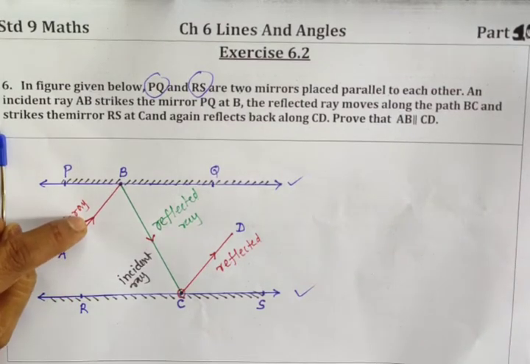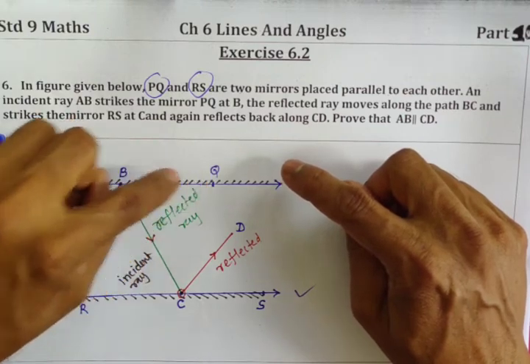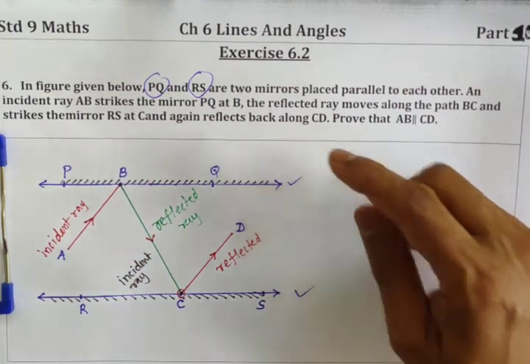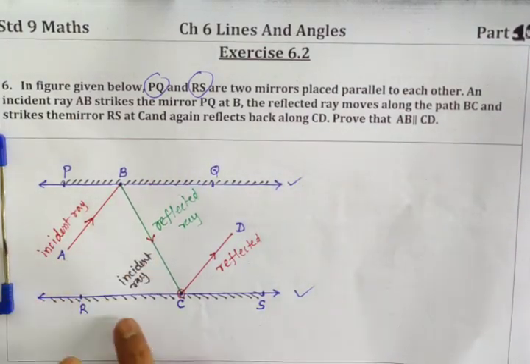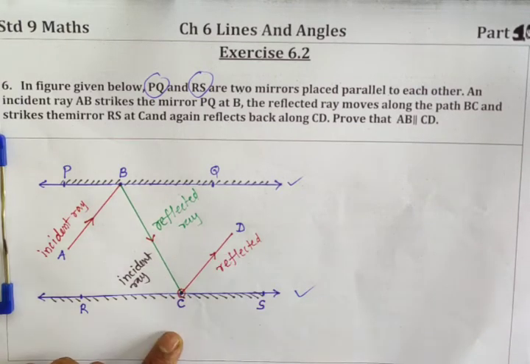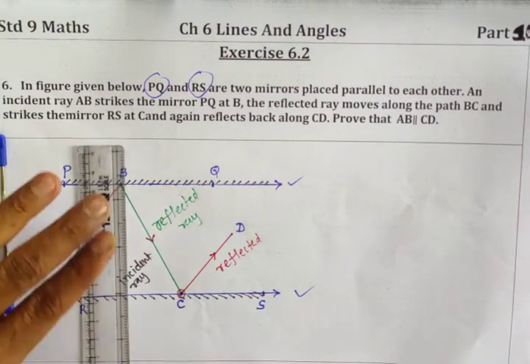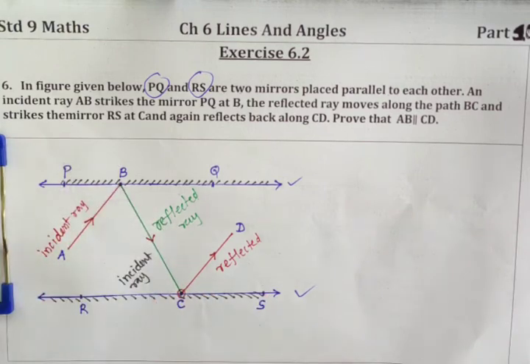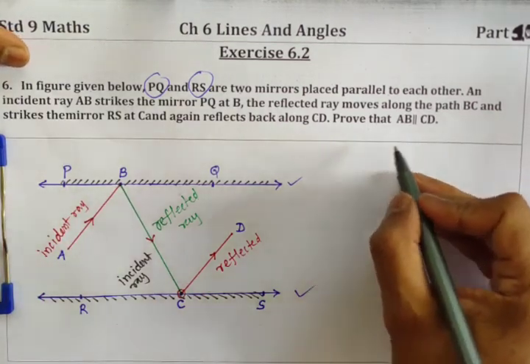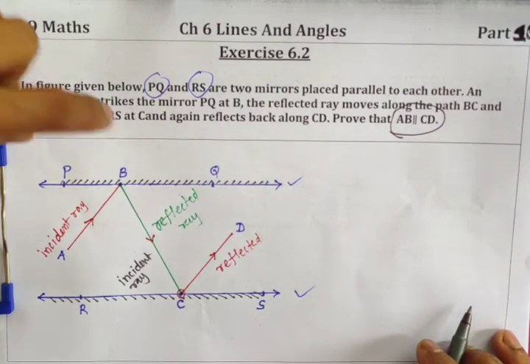The red ray is the incident ray for mirror PQ and the green ray is the reflected ray for mirror PQ. The green ray is the incident ray for mirror RS and the red ray is the reflected ray. Now the important thing is, this is the incident ray, this is the reflected ray. Where is the normal, children? Okay, that I'll talk about later. What do you have to prove? AB is parallel to CD.